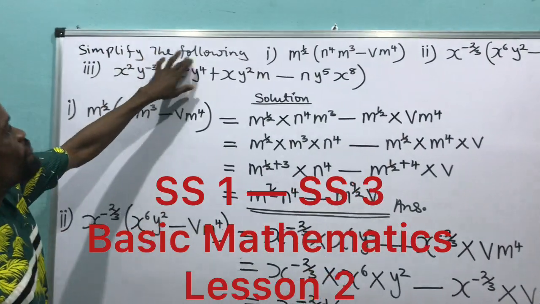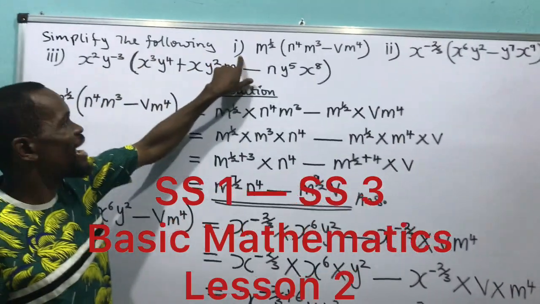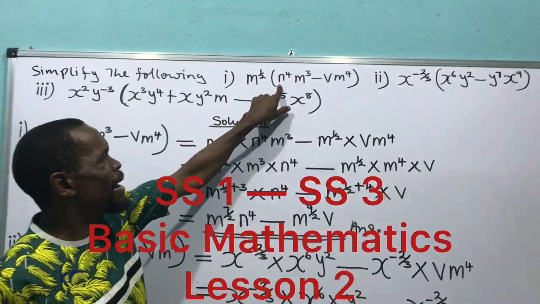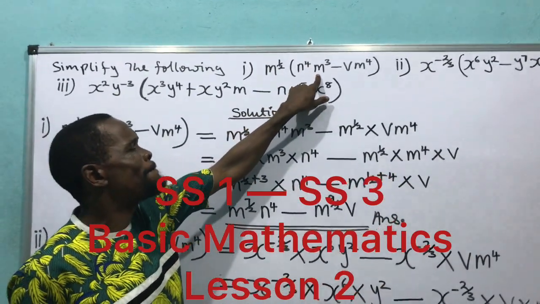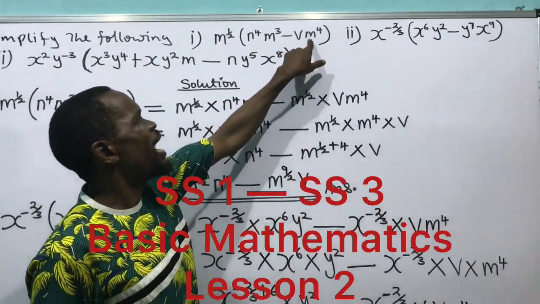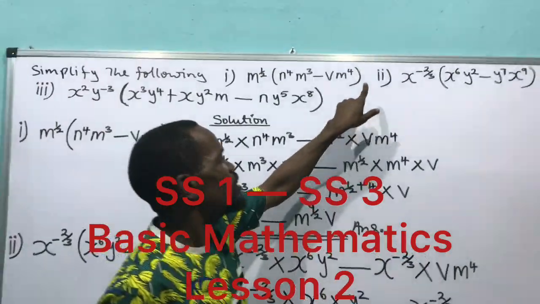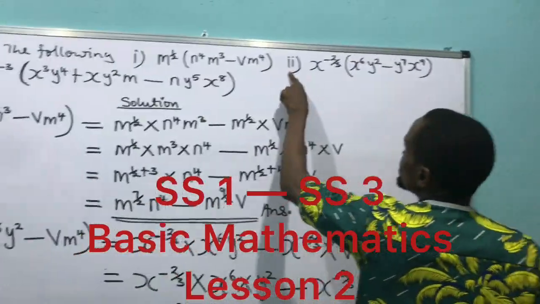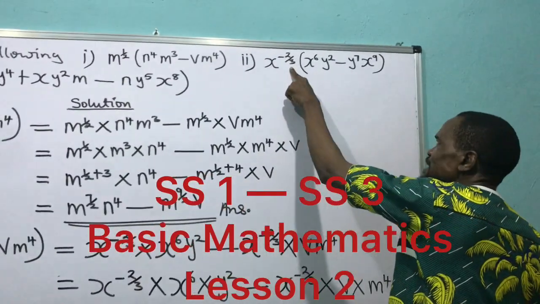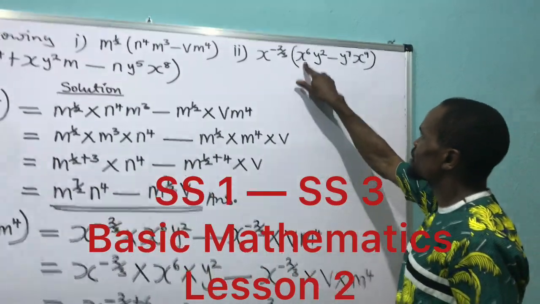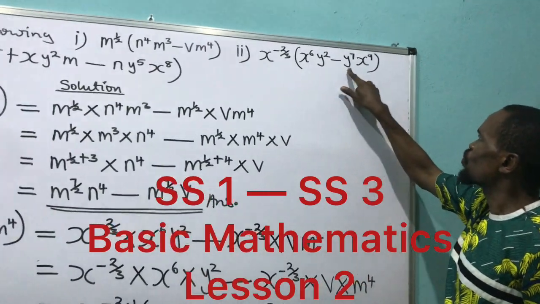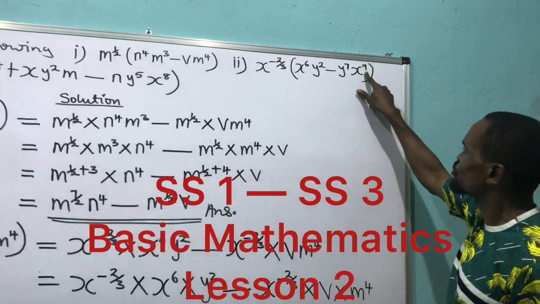Simplify the following. (i) m raised to the power 1/2 times (n raised to the power 4 m raised to the power 3 minus v m raised to the power 4). (ii) x raised to the power -2/3 times (x raised to the power 6 y raised to the power 2 minus y raised to the power 7 x raised to the power 9).